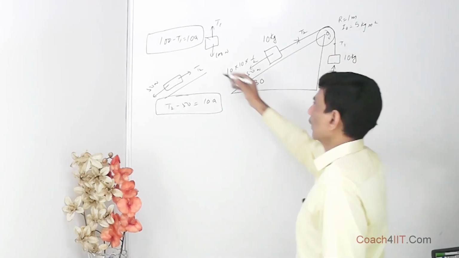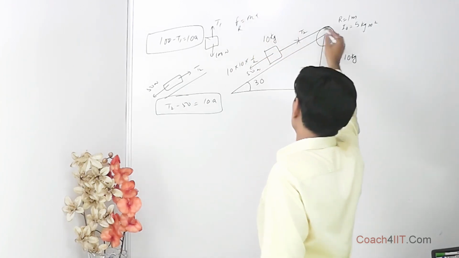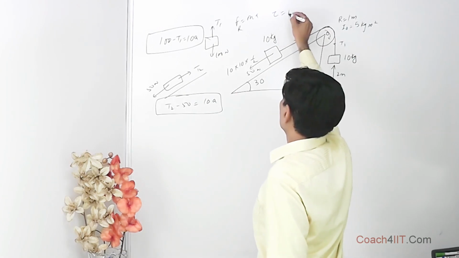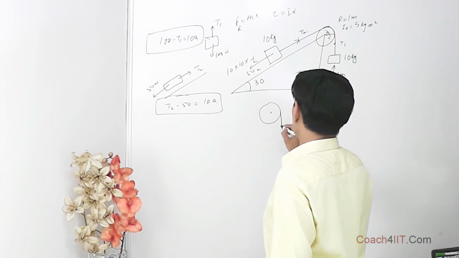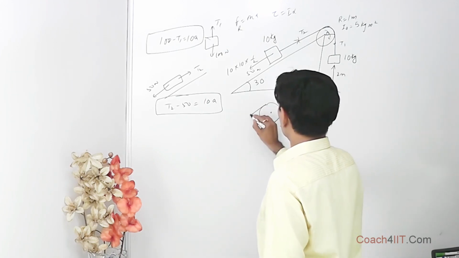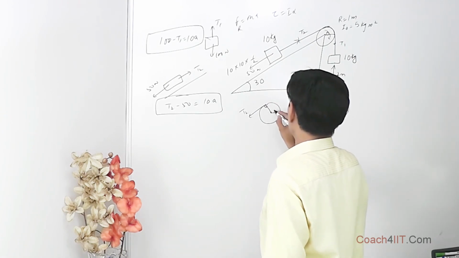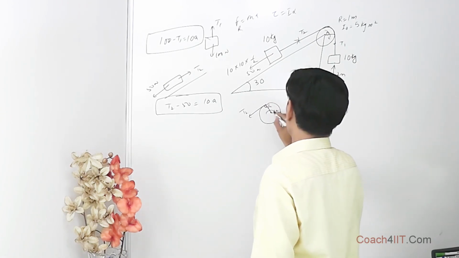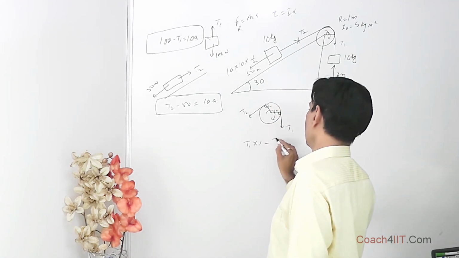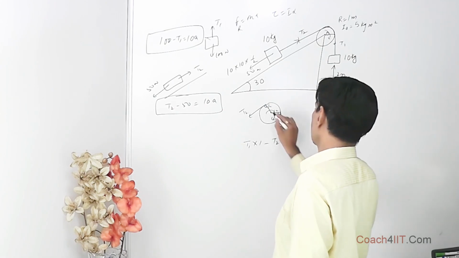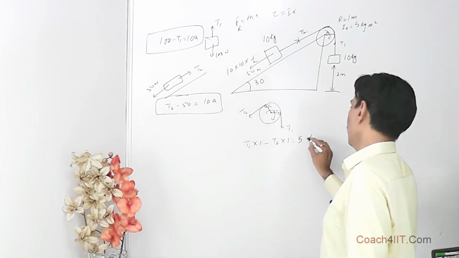For the translating blocks, we have used F is equal to ma, that is net force equals mass into acceleration. This is rotating, so we shall be using net torque is equal to I into alpha. If we draw the force diagram of this, T1 this way, T2 this way, both are tangents, so the angle is 90 degrees. This is 1 meter, this is 1 meter, it is rotating this way. So the equation for this is net torque: T1 into R minus T2 into R, R being 1 meter, is equal to I, which is given as 5 kg m square, into alpha.